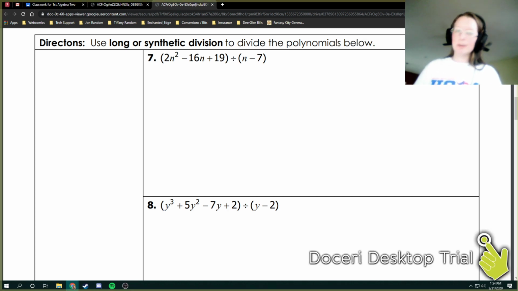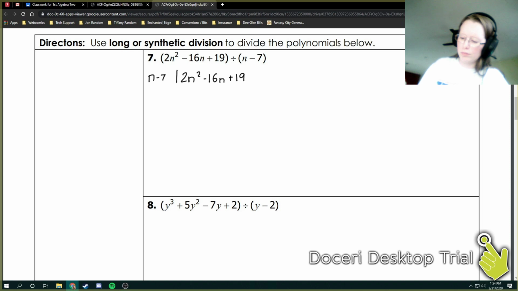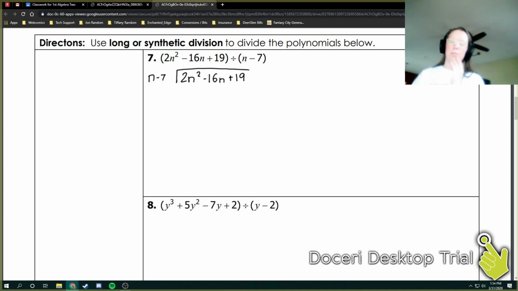Alright, so first we're going to divide 2n squared minus 16n plus 19 by n minus 7. So to set this up as a long division, the thing we're dividing by goes on the outside of the house. It's not a radical, but a division symbol. And the expression we're dividing into goes inside the house. Okay, so that's the initial setup.